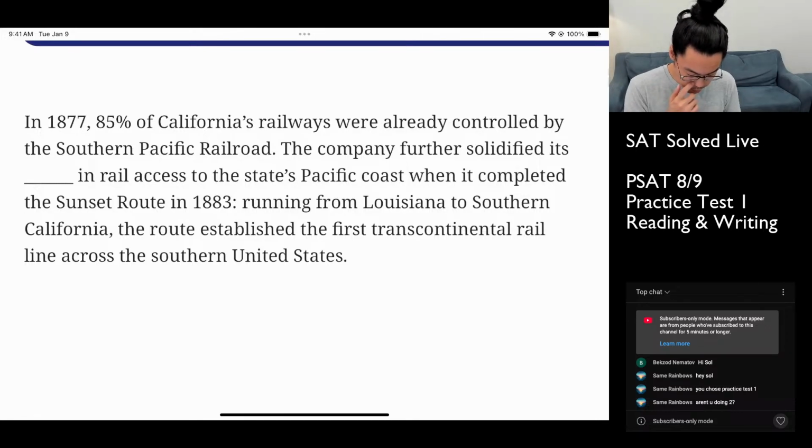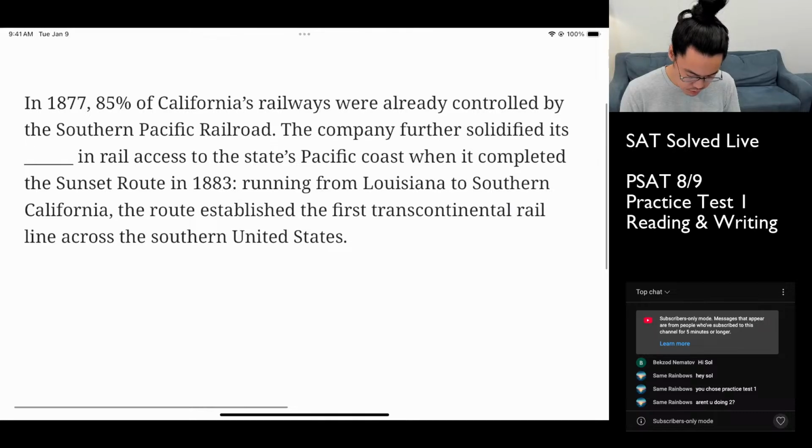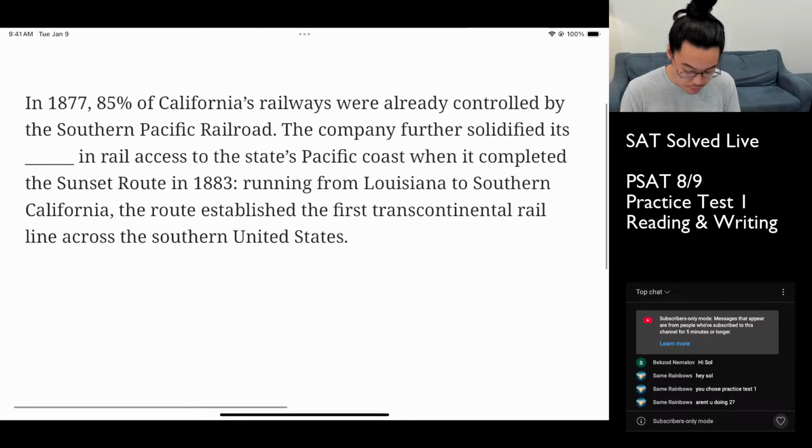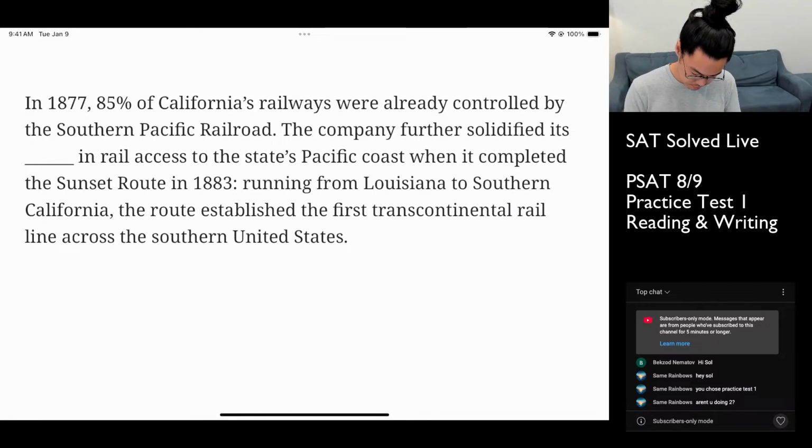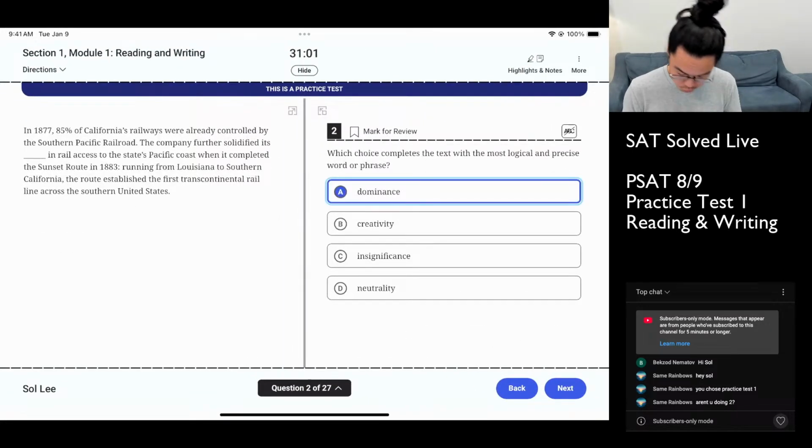1885, controlled by the Southern Pacific Railroad, solidified its dominance or control. Okay. Dominance. I was not expecting that. It's my first time seeing that question.